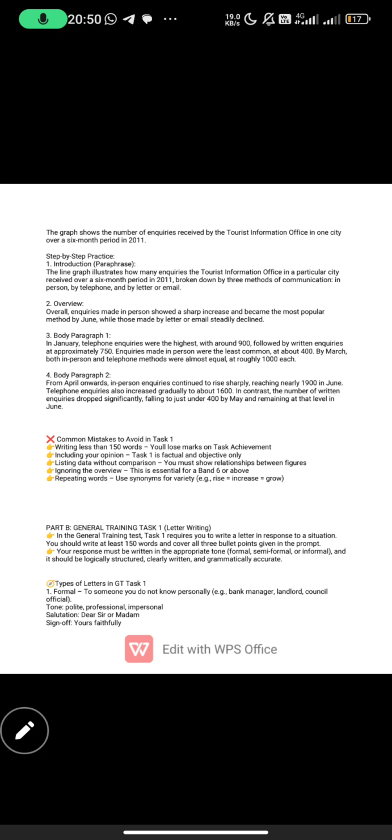Then body paragraph 2, because you're writing to compare, so you split it. Body paragraph 1, the first part. Body paragraph 2, the second part, and like that. So this is how you do it, and you're done. 150 words, 20 minutes, and you're done.